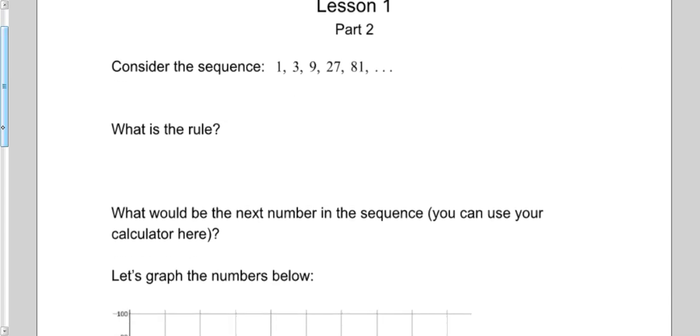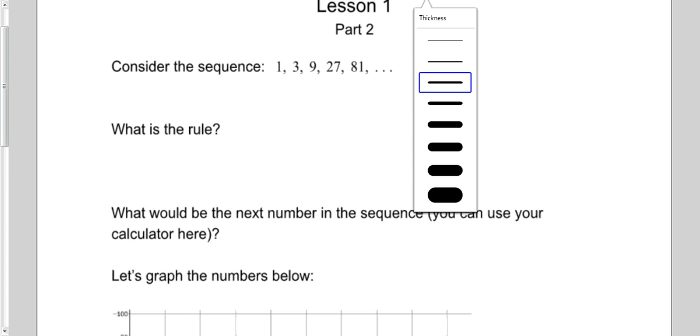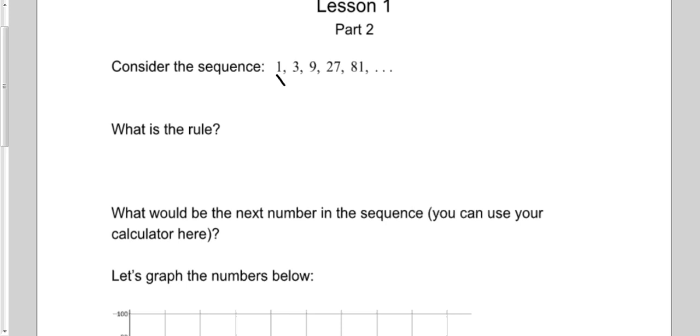Let's consider the sequence of 1, 3, 9, 21, 27, 81, etc. What is the rule that we're doing right here? Well, let me ask you this. How did I get from 1 to 3? We learned from yesterday that I could add 2 to get to 3.